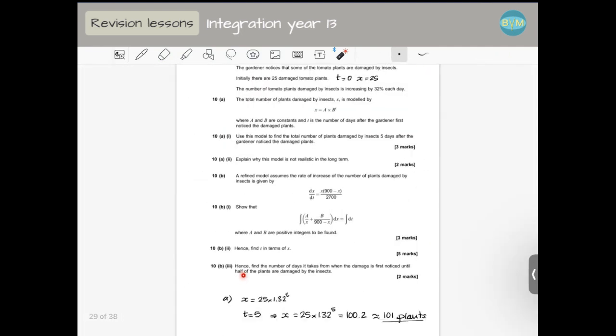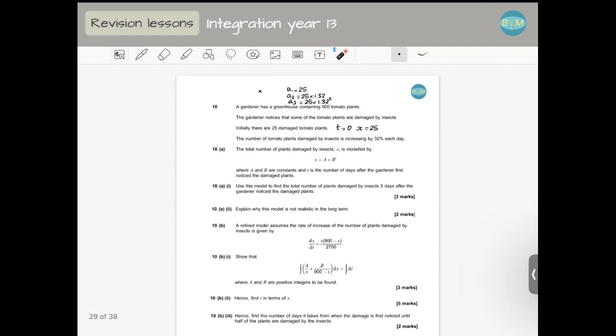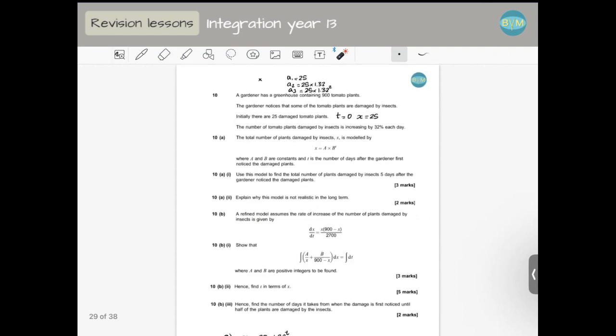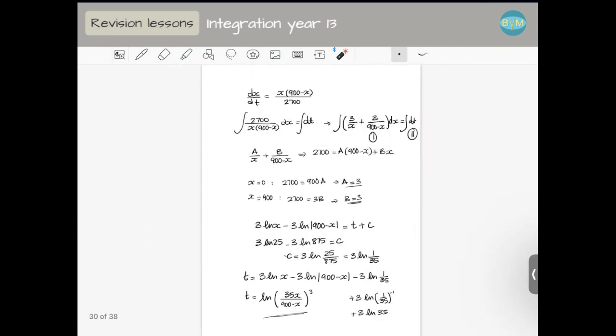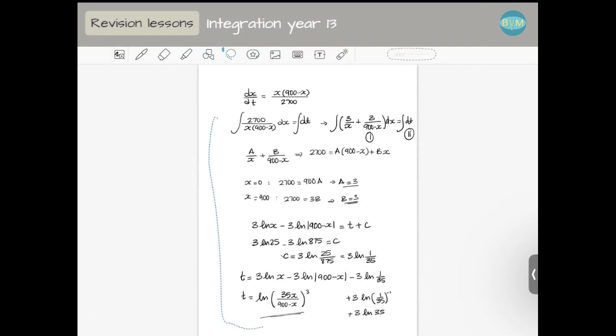And then they say, hence, find the number of days it takes from when the damage is first noticed until half of the plants are damaged by the insects. Half of the plants, we have 900 plants, no? So we just have to substitute x by 450 and find t. Easy, yeah?